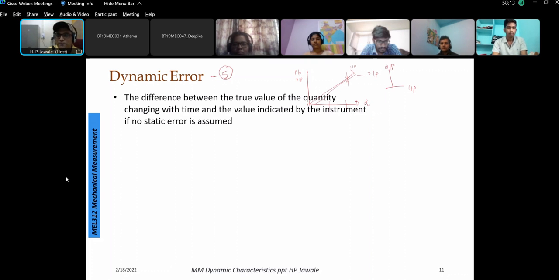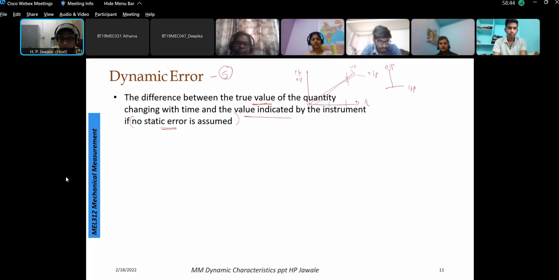It is in real time. So the difference between the true value of the quantity changing with time and the value indicated by the measurement device or measurement system will be the dynamic error. Now it is assumed that there is no static error present in the instrument. We can understand the complexity. It is assumed that there is no static error.